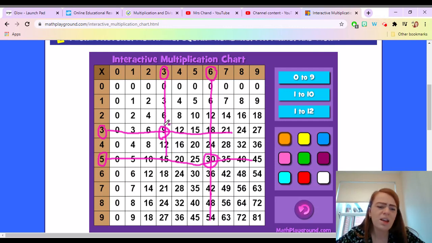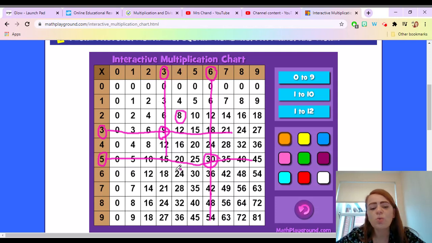So say you want to find out, well, what is 8 divided by 2? So you'd be looking for 8 in the 2 times table. Okay, so 8 divided by 2, well, there's the 8. And what column is that in? Oh, the 4 times table column. So 8 divided by 2 is 4.